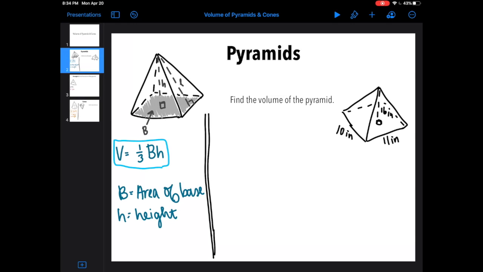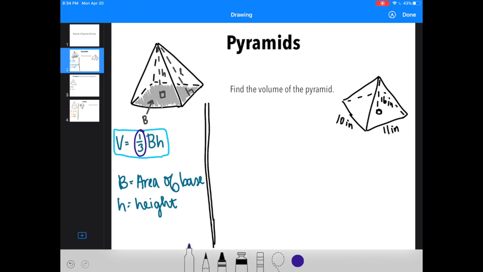All right, to find the volume of pyramids, your equation is going to be 1/3 times the area of your base multiplied times your height. So it's built upon that equation for your prisms. However, the difference between our pyramids and our prisms is as we move up in our stack, so along our height, the area of our base is getting smaller. Therefore, we multiply by 1/3 to account for that.